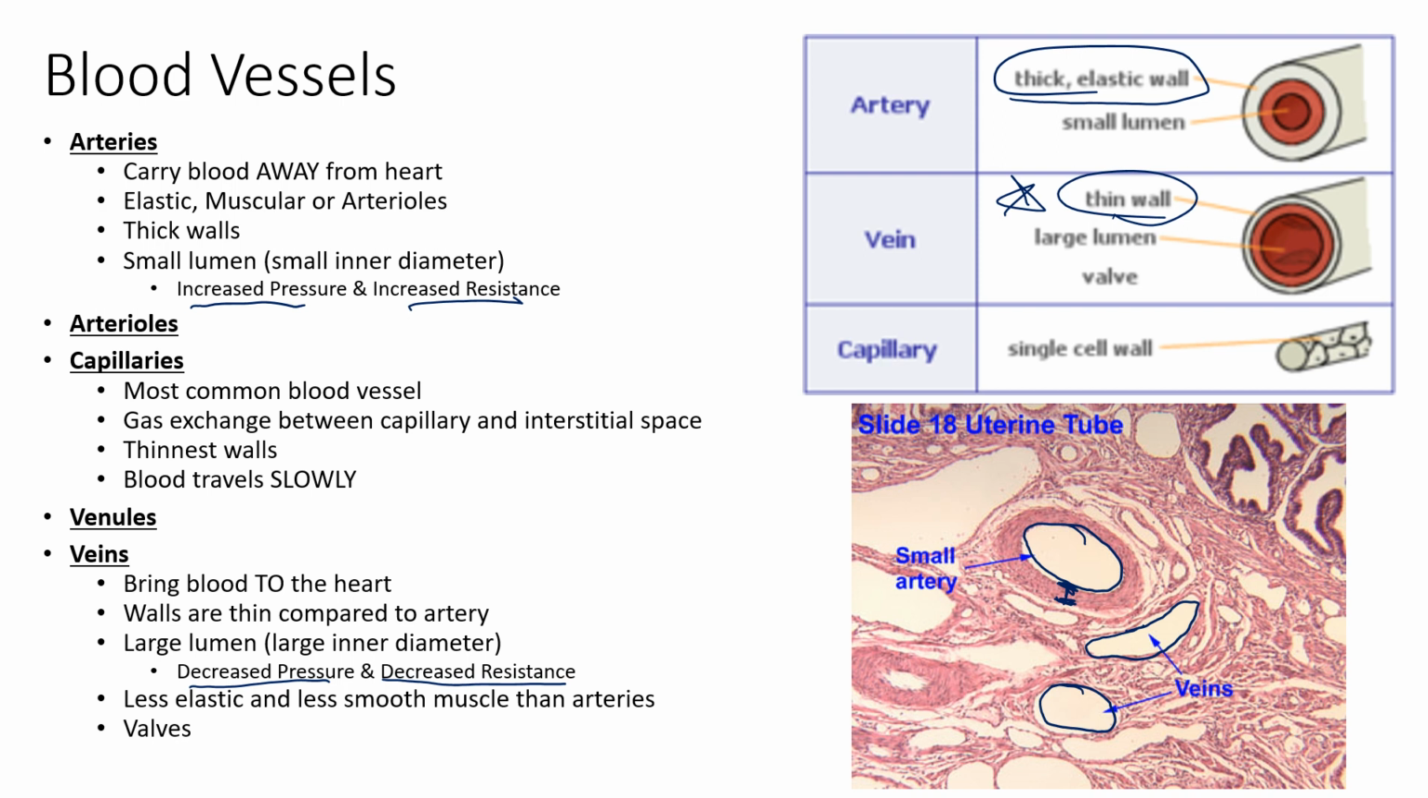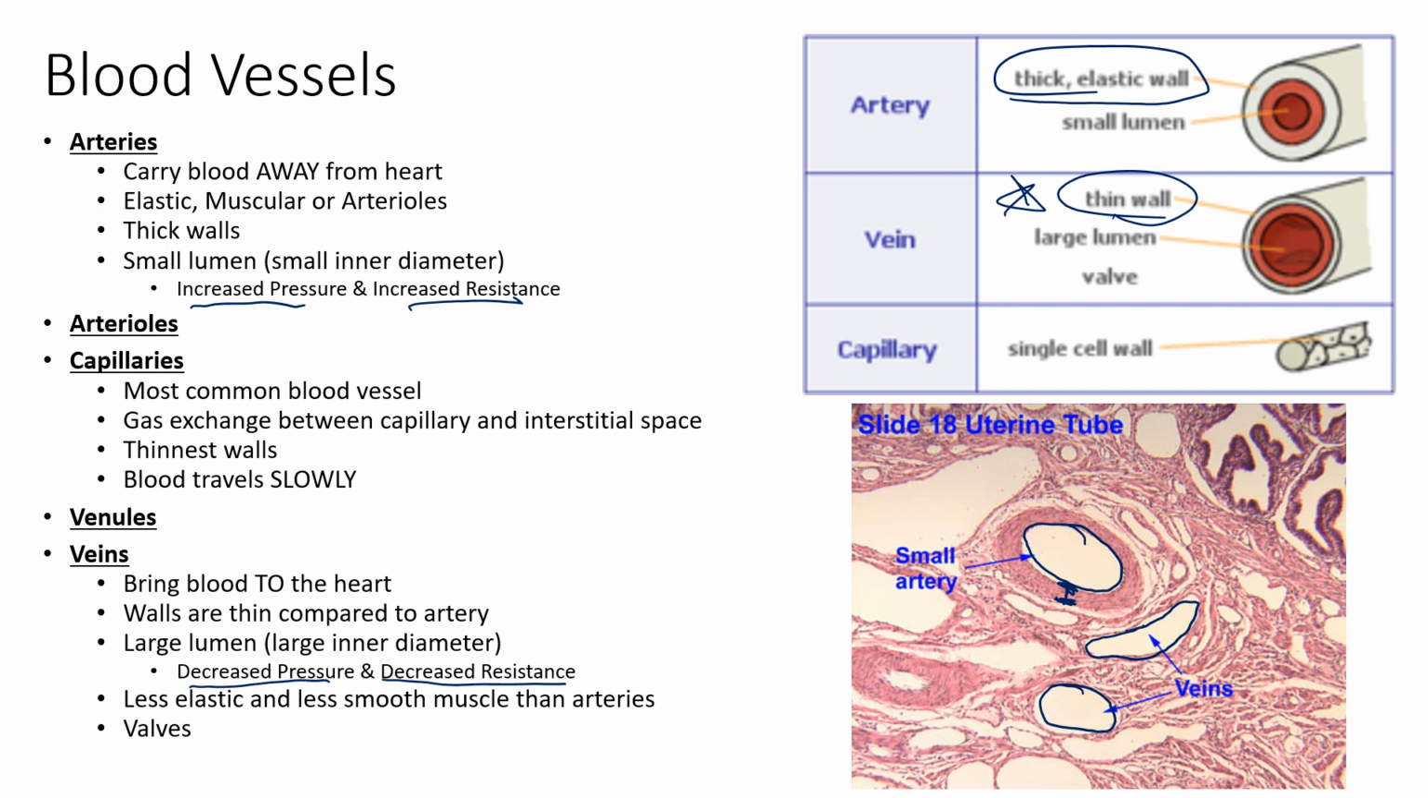And they don't have a whole lot of smooth muscle. So the purpose of smooth muscle, again, is to constrict or dilate blood vessels. We're not really trying to constrict and dilate veins. We're trying to constrict and dilate arteries prior to the capillary gas exchange location. We really aren't trying to constrict blood flow in a vein. We want that to flow freely back to the heart.